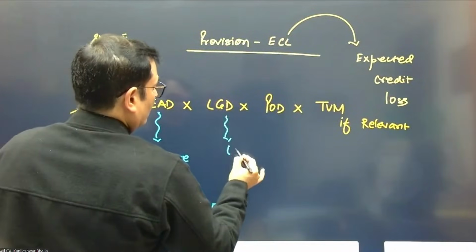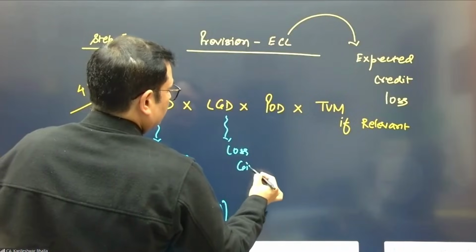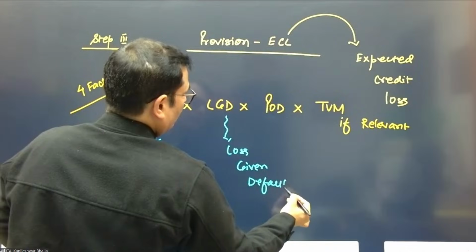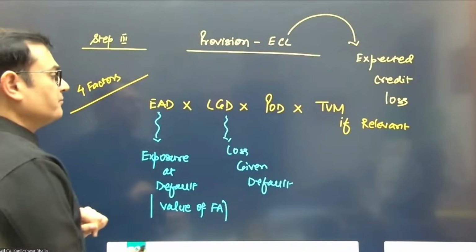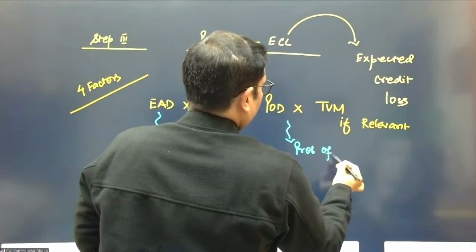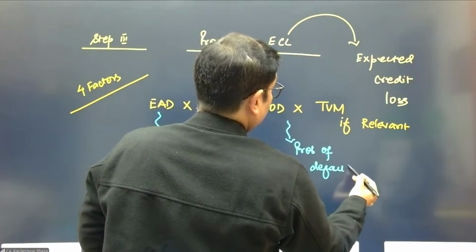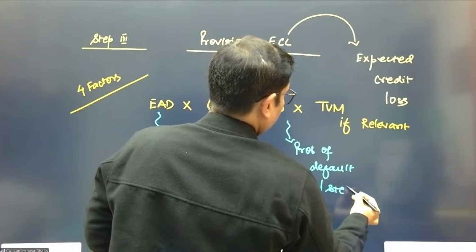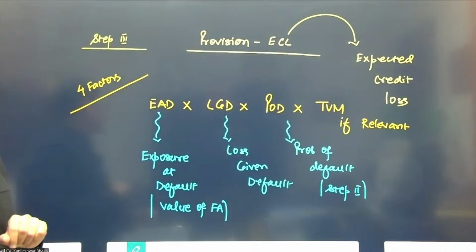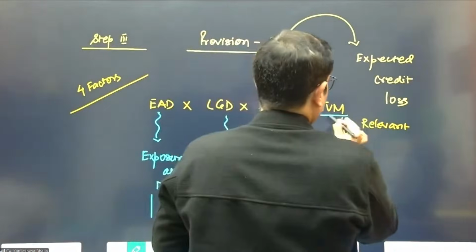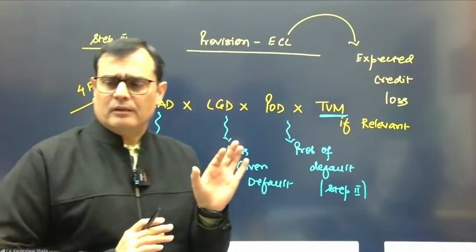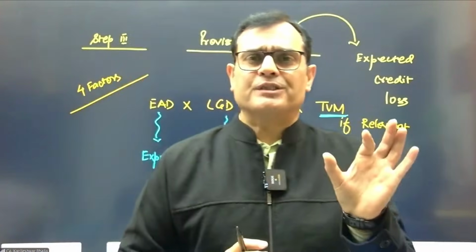LGD is called loss given default. I'll explain that with a small example. PD you already know is called the probability of default, which you will be able to zero down on the basis of step number 2, that is, what is the default probability. And time value of money if it is relevant. When it is relevant, we'll see. Let's take a small example to understand the application of the 3rd step.